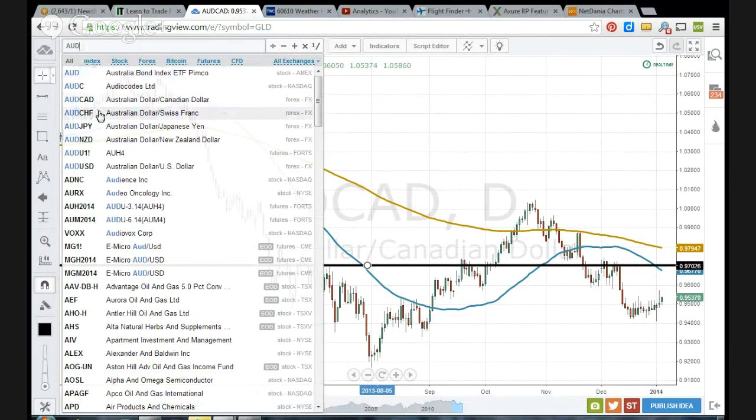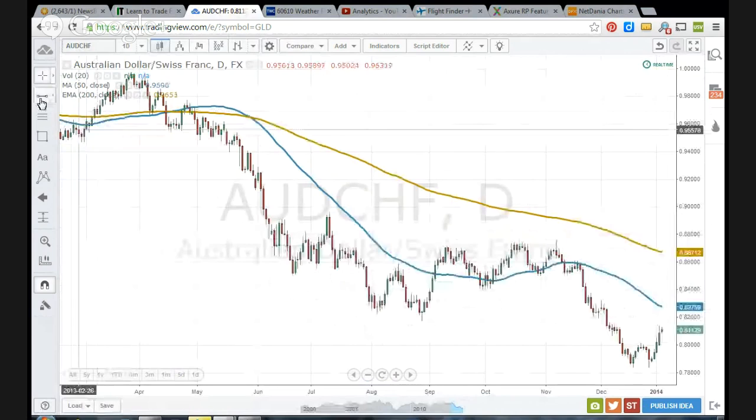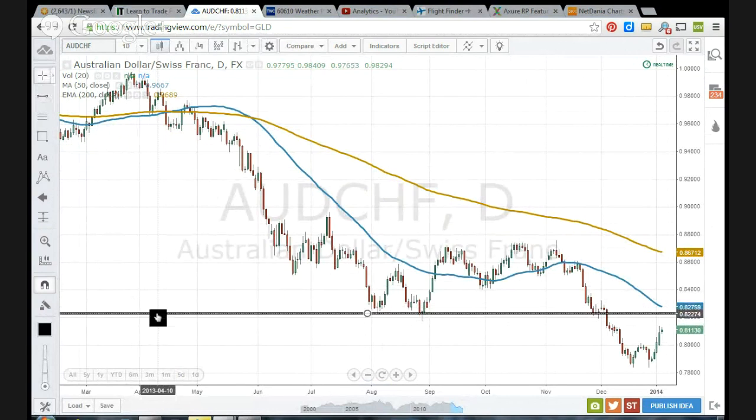Aussie Swiss. Okay, getting closer. This reminds me a little bit of the Canadian Swiss pair that I'll be placing a trade on. But it seems like Canada Swiss is ready now, and Aussie Swiss might be ready a little bit later. Let's see if we can pull back to this level. Okay.